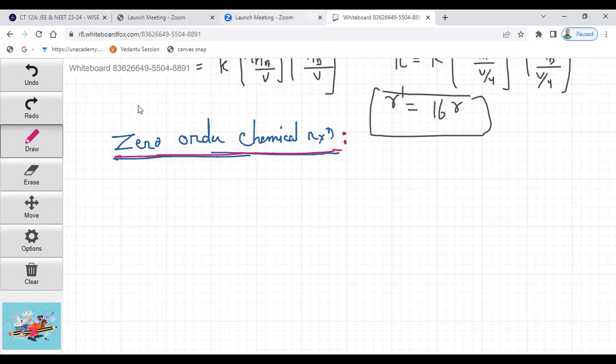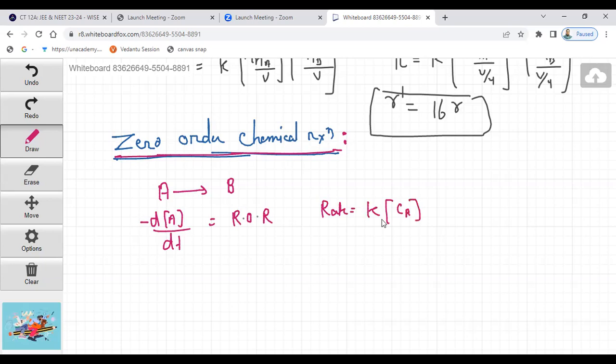Zero order chemical reaction. We are studying the zero order chemical reaction. Suppose the reactant is A. If I am writing the rate value, we can write that minus dA by dt will be equal to the rate of chemical reaction. In another term, we can write K into concentration of A, which will be the rate of reaction.